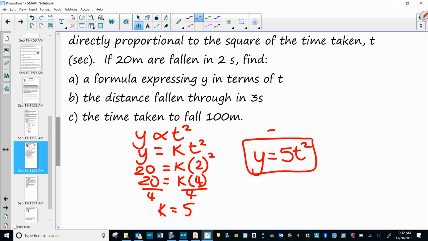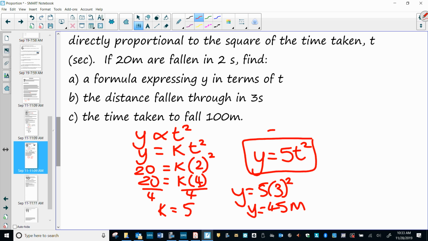So then they want the distance traveled in 3 seconds. So it's going to be y is equal to 5 times 3 squared. So it's going to be 9 times 5, which is 45 meters. Yes, we all get that?